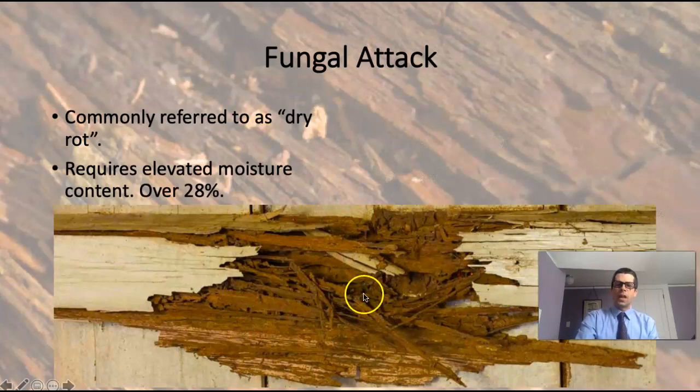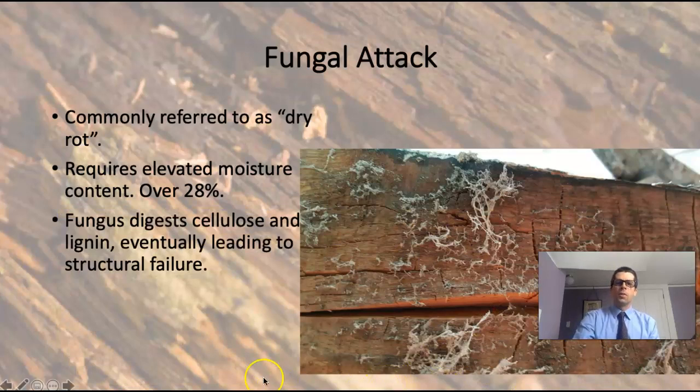In order for this to happen, again, we need a moisture content over 28%. Look at this poor wood. It just gets totally destroyed, and it loses all of its structure. So the fungus can digest all of the woody cellular parts that make up the structure. And what can happen is, if this goes unchecked, there can be catastrophic failure in the wood. And same goes for termites and powder post beetles too. They just eat it all apart, and it loses all of its structure.